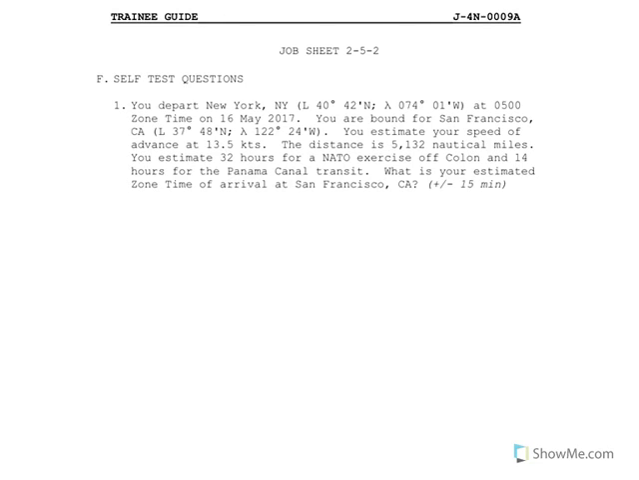You can tell it's an ETA problem because at the very last line we'll ask you what your estimated zone time of arrival is. We'll also always give you where you are departing from. In this case, you are going from New York and you are headed to San Francisco, California. Other given information includes when you will leave your departure city. So in this case, you leave New York at 0500 zone time on 16 May.